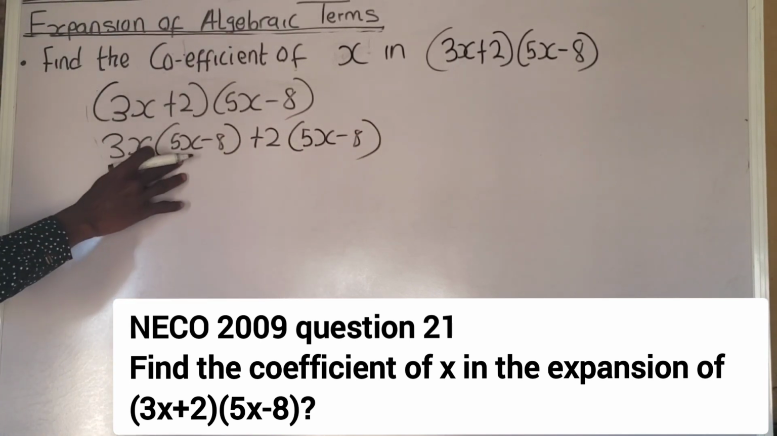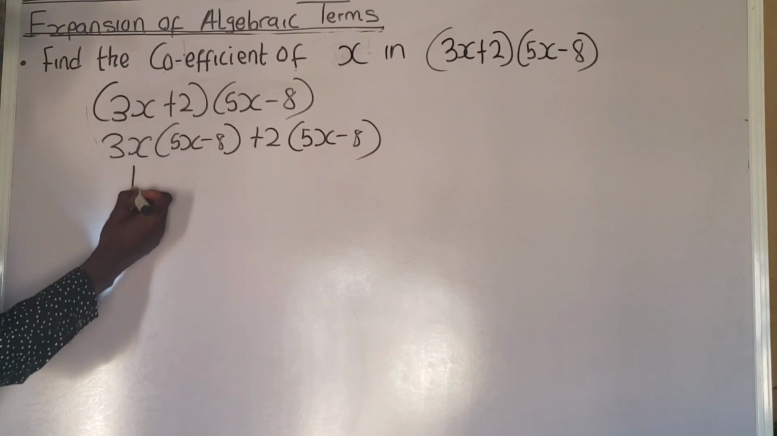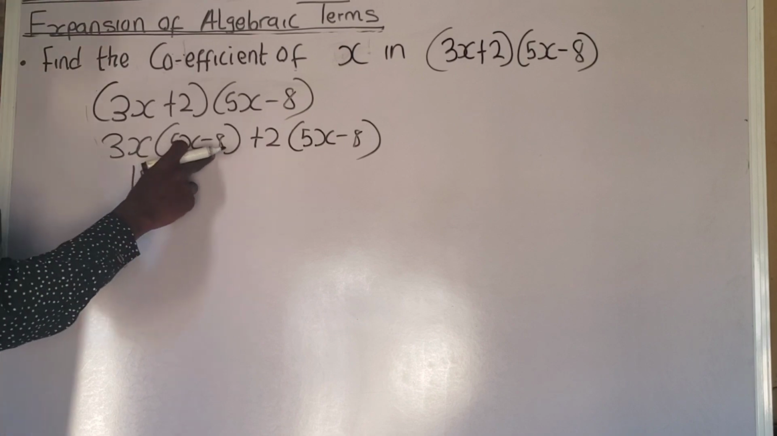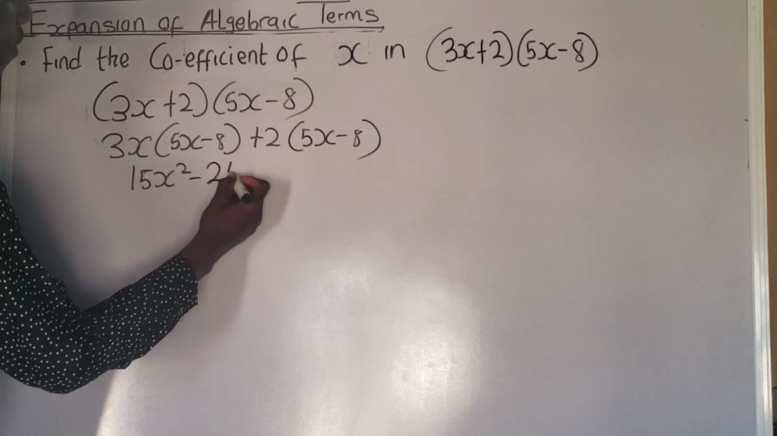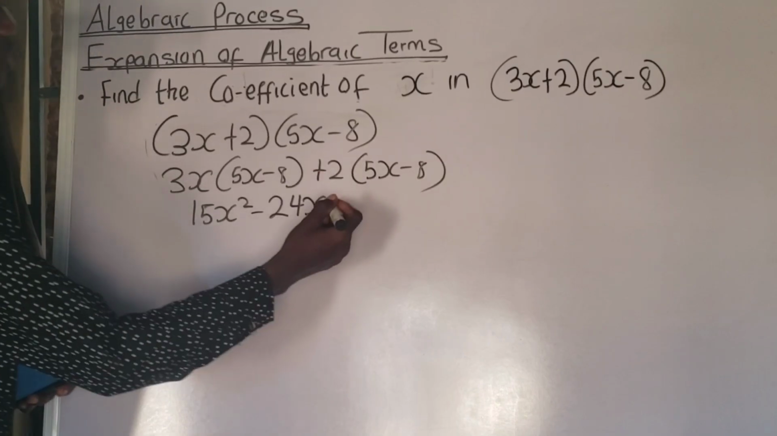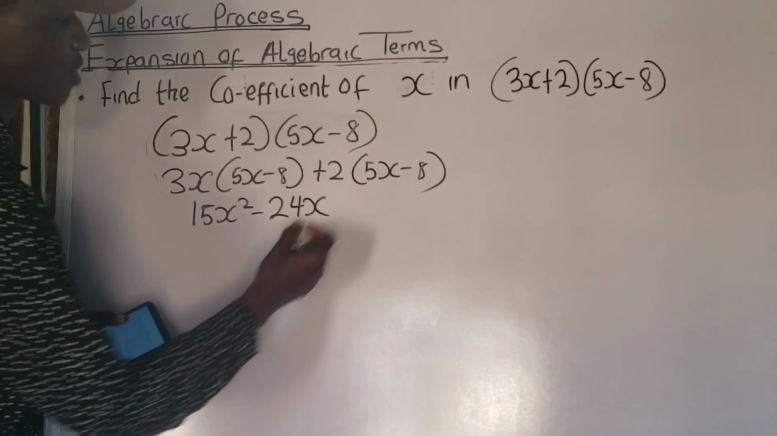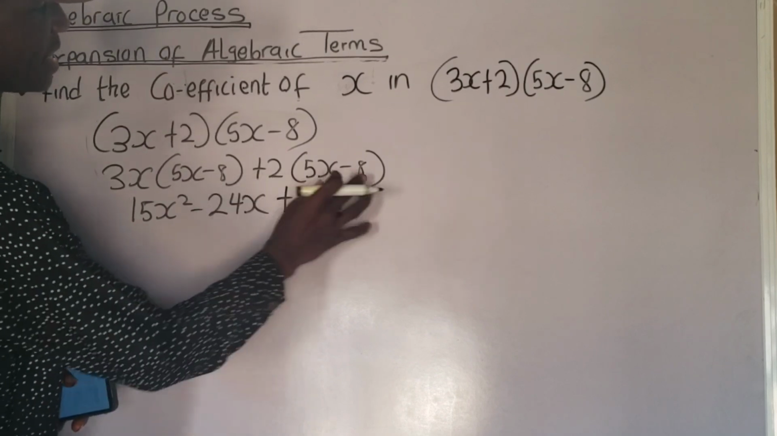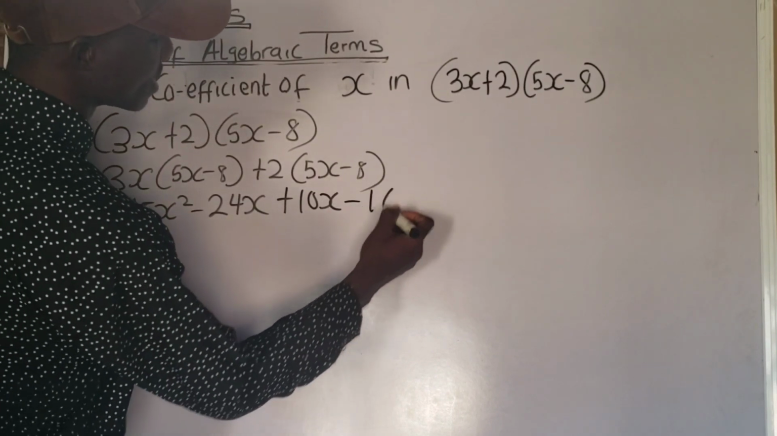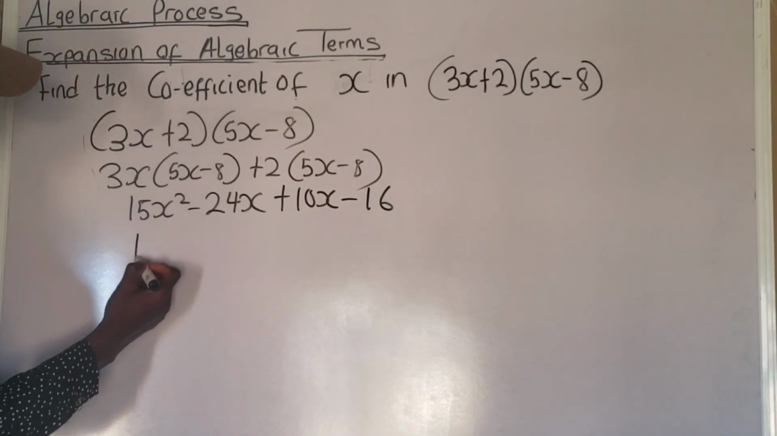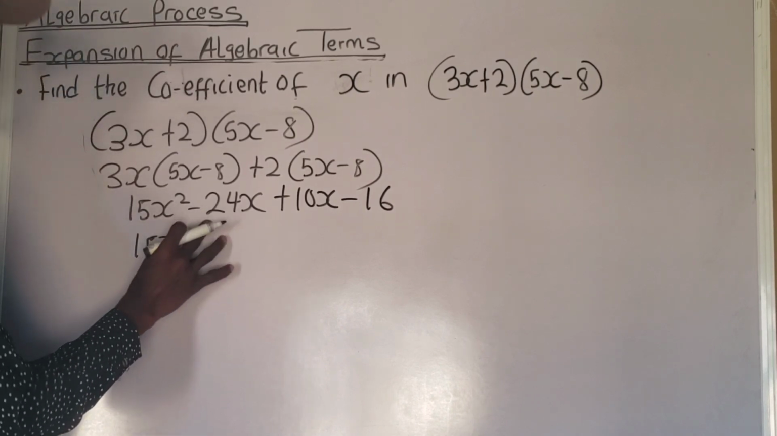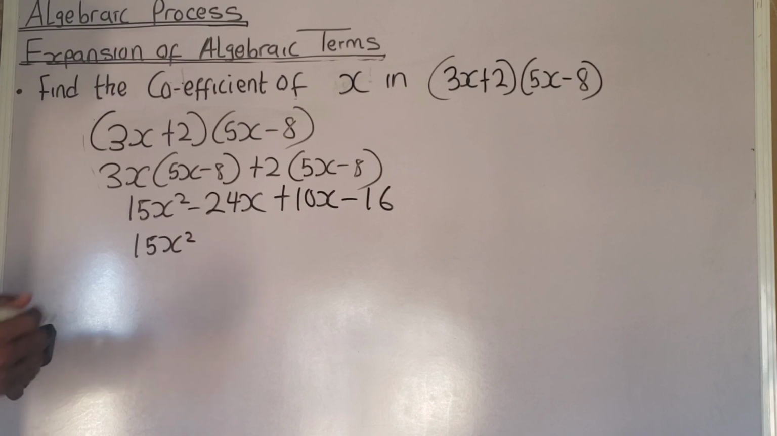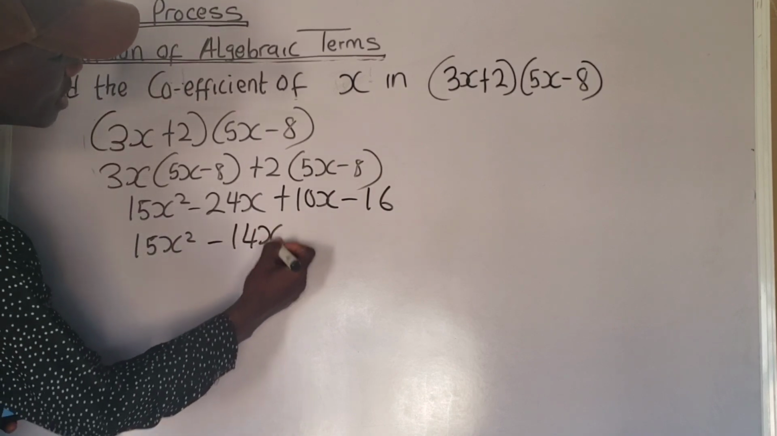3x multiplied by 5x, I'm going to have 15x squared. 3x multiplied by negative 8, I'm going to have negative 24x. Plus 2 multiplied by 5x, I'm going to have positive 10x. Plus 2 multiplied by negative 8, I'm going to have negative 16. Do you understand? I'm going to have 15x squared, negative 24x, positive 10x. That will give me negative 14x. So in this place, I'm going to have negative 14x, negative 16.